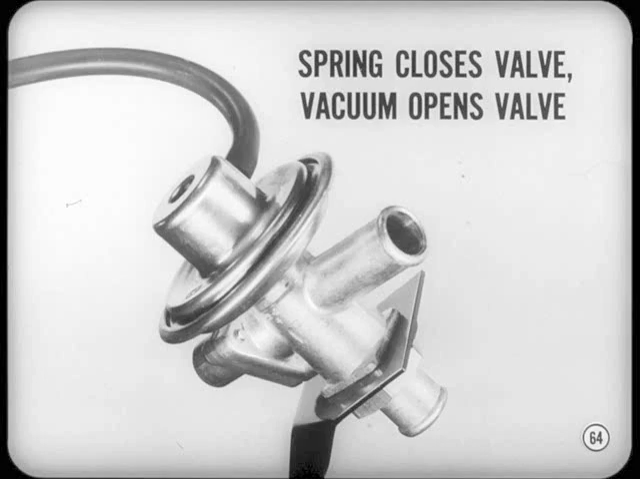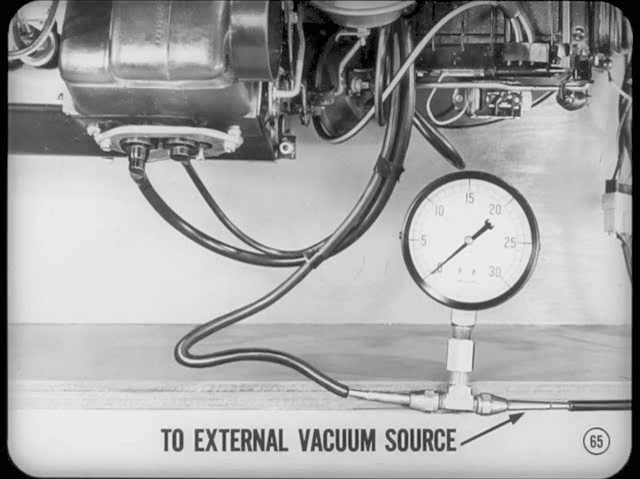The water valve is operated by vacuum against a calibrated spring load. In other words, the valve is closed by a spring and opened by the modulated vacuum from the water valve thermostat. To make this test, make sure the engine is warmed up normally. Remove the red tracer vacuum hose from the water valve thermostat and connect the hose to an external vacuum source with an inline gauge.